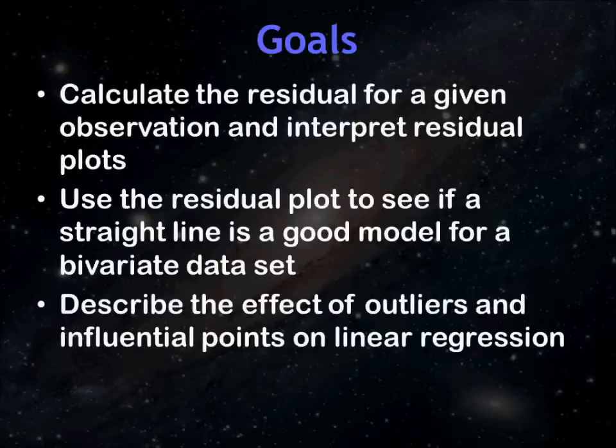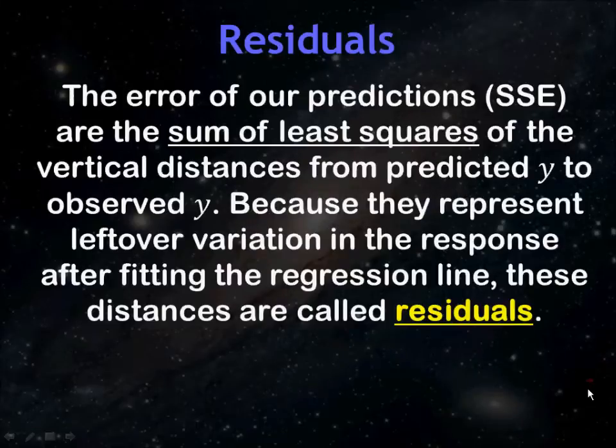So calculate the residual for a given observation and interpret residual plots. We're going to use the residual plot to see if the straight line is a good model for a bivariate data set, and then we're going to describe the effect of outliers and influential points on linear regression. So let's start with residuals.